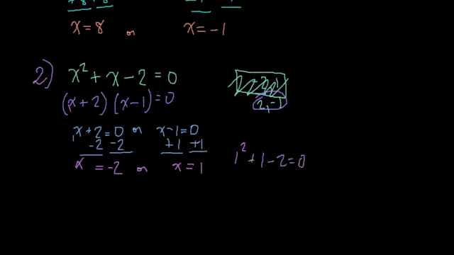So what is 1 squared? That's 1. 1 plus 1 minus 2 equals 0. 1 plus 1 is 2. 2 minus 2 equals 0. 2 minus 2 does equal 0.